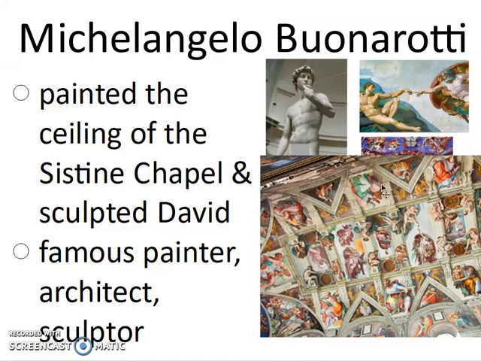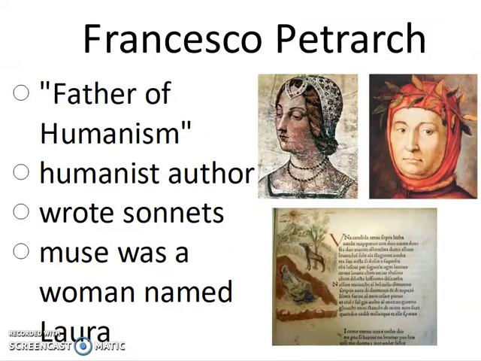All right, and next we have a man named Francesco Petrarch. He's considered one of the fathers of humanism. We flip back and forth between calling that Petrarch or giving that title to Erasmus, but he is a humanist author who also wrote sonnets, and he wrote most of his poems to a woman named Laura, and this is a painting of her. She's a wealthy lady of the Renaissance, who he may never even have met.